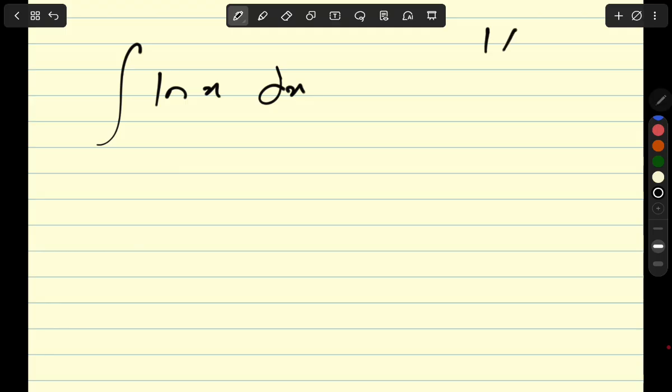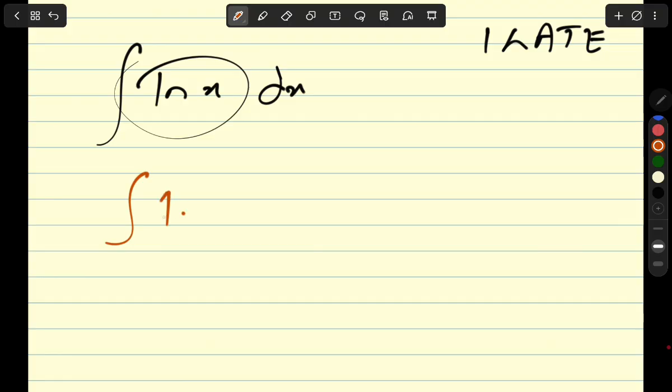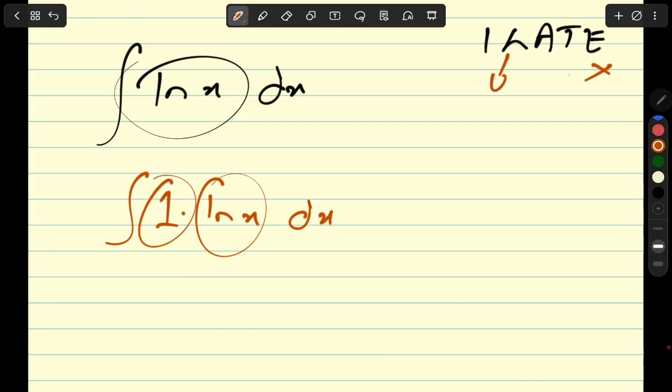Now remember, we have LIATE, right? But you are going to argue that there is only a logarithmic function here. I'm going to contest that, right? There is another term attached to it, which is 1, and this is ln x dx. So this ln x comes here, and this 1 is not exponential, it's not trigonometric, it's not inverse, it is an algebraic term. So your 1 comes here, your log comes here.